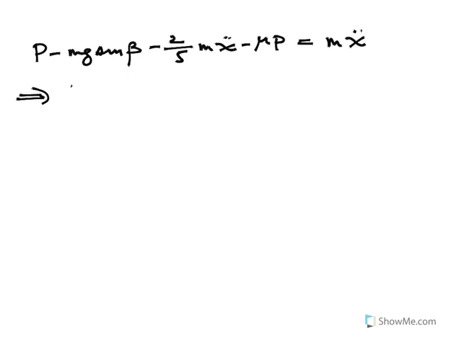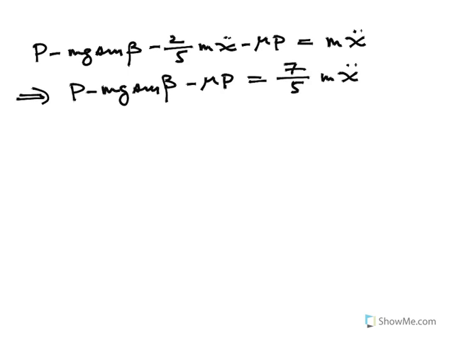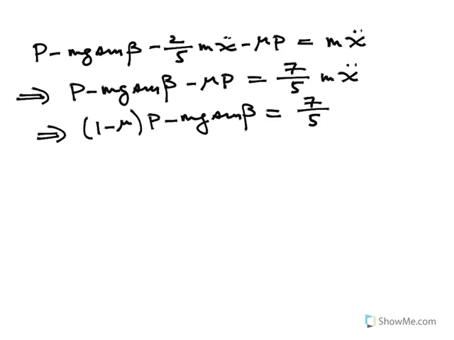So this tells me that P, and then I've got minus mg times the sine of beta, and then minus mu P has to equal 7/5 mx double dot. So given that I've got a P and a mu P, this gives me 1 minus mu times P minus mg sine beta equals 7/5 mx double dot. And that is the differential equation for this particular problem.